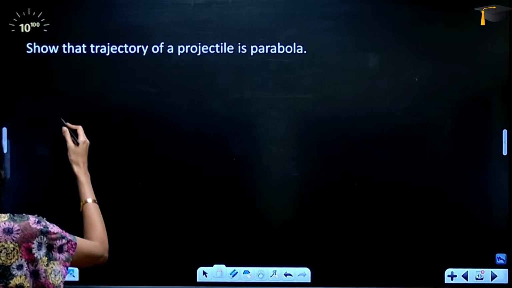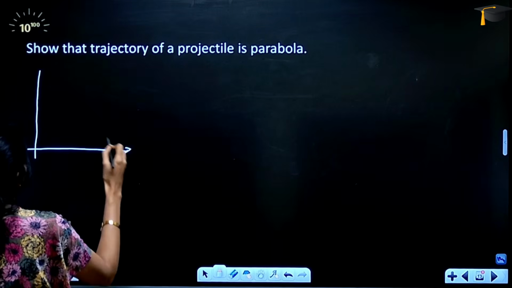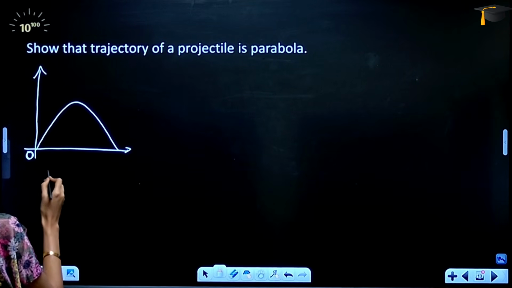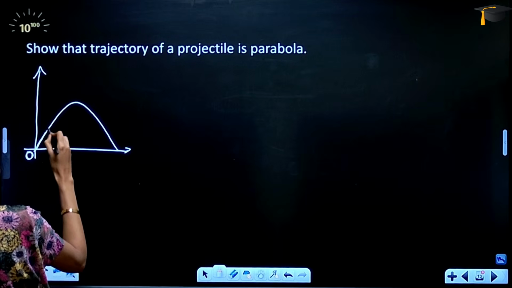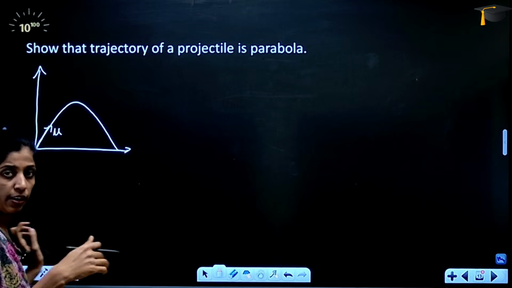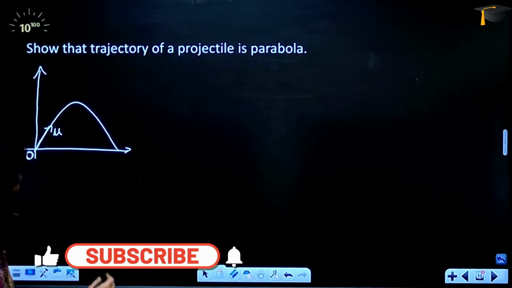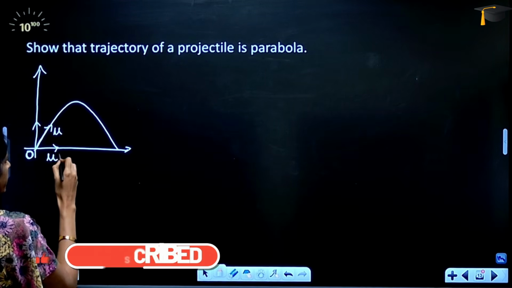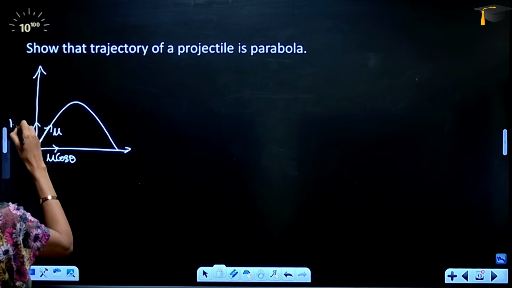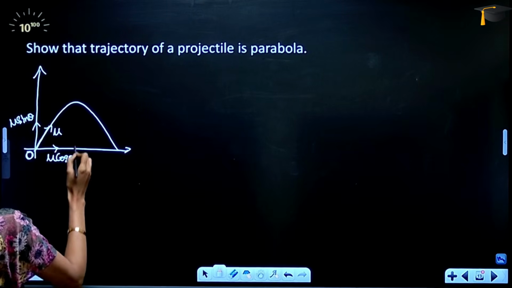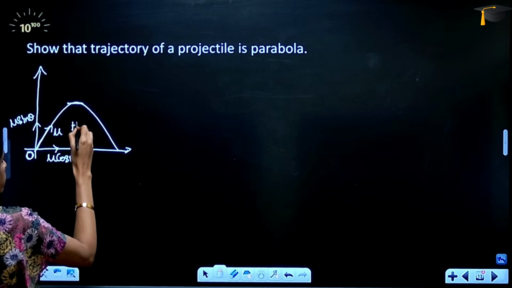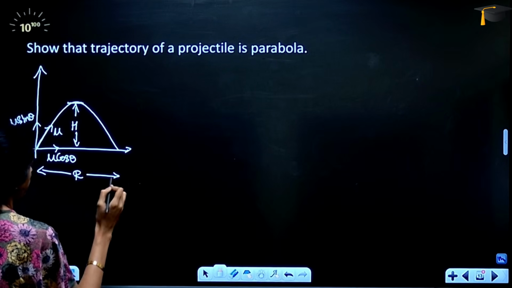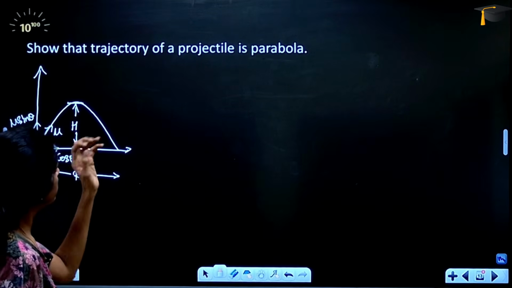So it's a projectile motion. Let me draw two axes over here. This is a projectile motion, which starts from the origin. Now I have thrown it with some initial velocity u. That initial velocity can be resolved into two components. The horizontal component is always taken as u cos theta, and the vertical component is taken as u sine theta. So this is the maximum height, which I'll find later, and this is the range of the projectile motion.